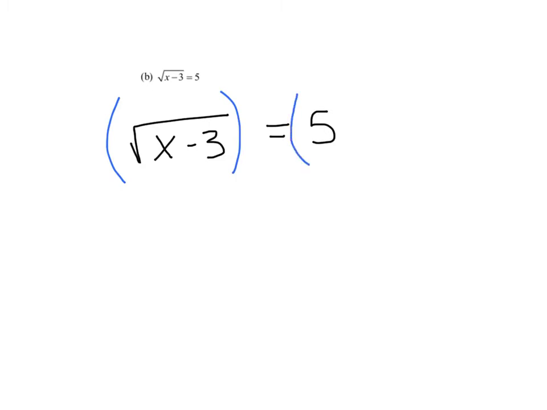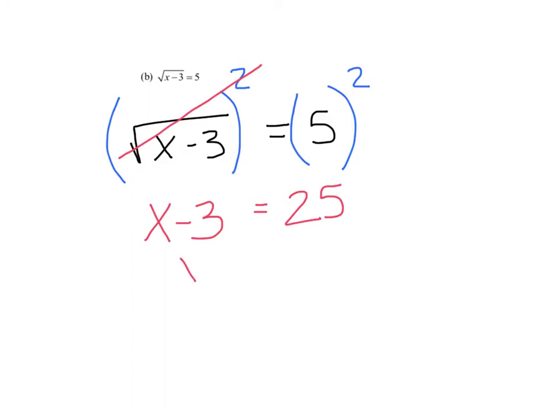B. Let's follow the same steps. Isolate that radical, get it by itself. Well, again, this radical is by itself, so that first step is simply done for us. All right, now wrap them up in parentheses, both sides. That part's not an option. And to get rid of a square root, we're going to square both sides. Again, the square and the square root cancel, and I'm just left with x minus 3. 5 squared is 25. Solve for x, and x equals 28.